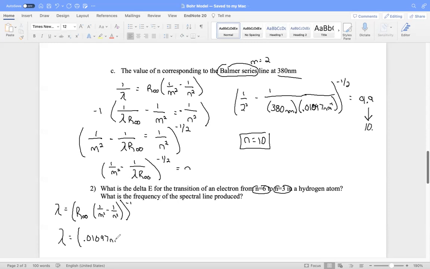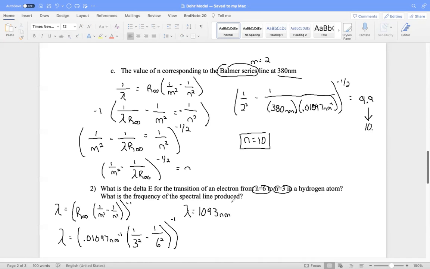0.01097 nanometers inverted times 1 over, and now be careful because we've been working with the Balmer series, but in this one, we're no longer working with the Balmer series. Our m is going to be equal to 3. So we have 1 over 3 squared minus 1 over 6 squared, close parenthesis, and this is all raised to the -1. And so lambda here is going to equal 1093 nanometers.